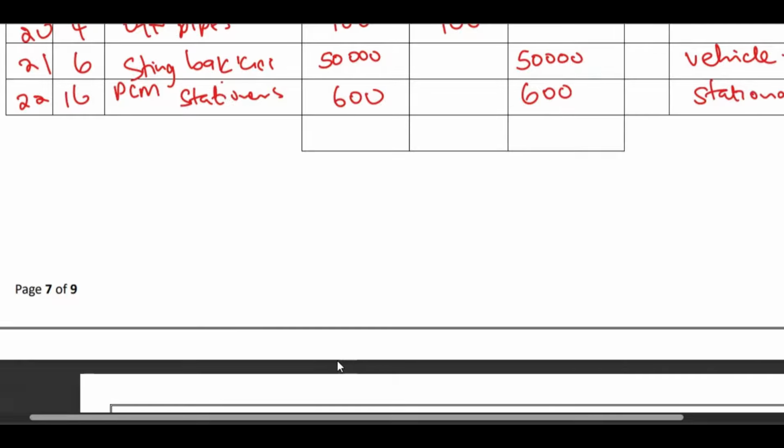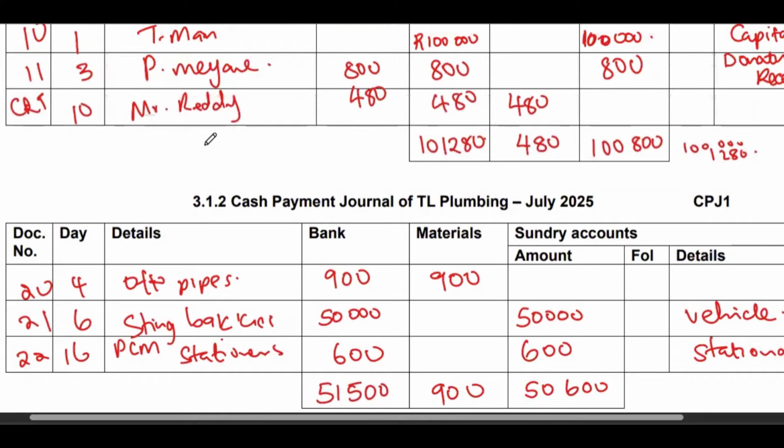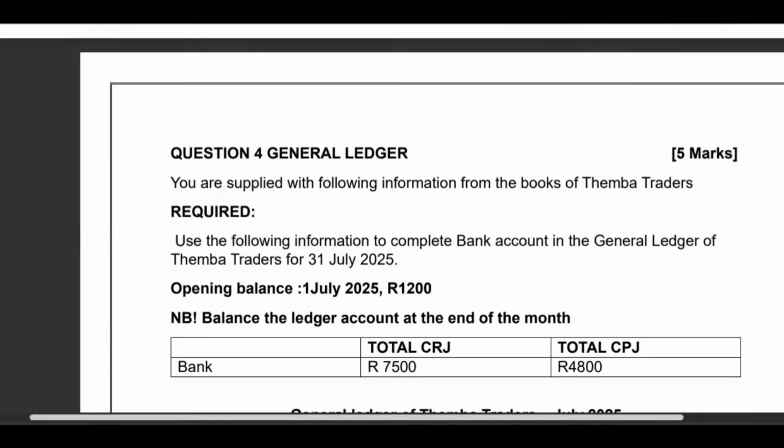Okay, let's get the totals. So with the 50,000, 600, we only have a 900 here. And then 51,500 when we add up everything there. All right, so we are done with our CPJ as well as our CRJ. All right, then we move on.